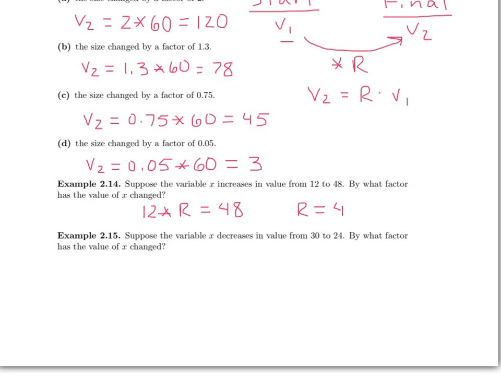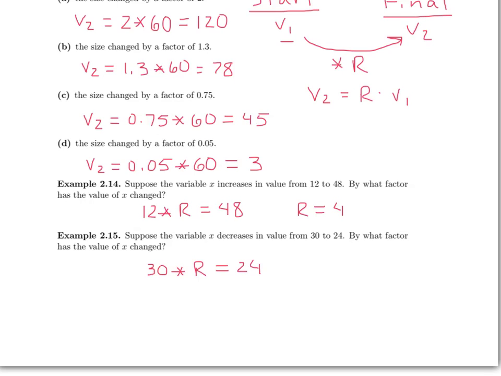Suppose a variable x decreases in value from 30 to 24. By what factor has the value of x changed? Again, our goal is to determine the factor. We've been given the starting and the ending values. The starting value is 30. We multiply that by some factor, and we know that in the end we're supposed to arrive at the ending value, which in this problem is 24.